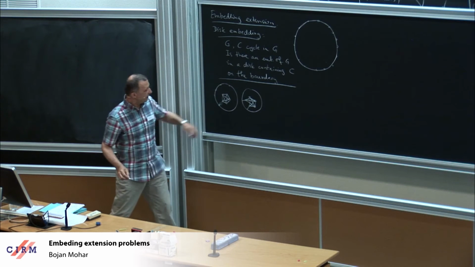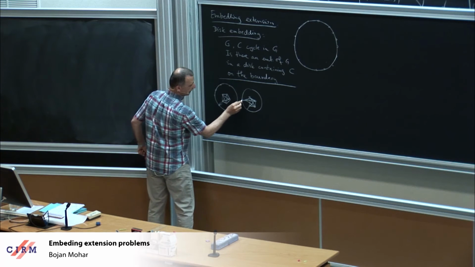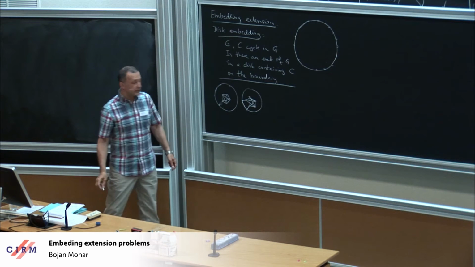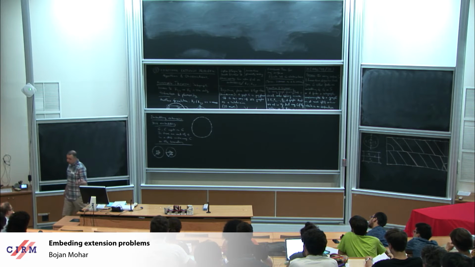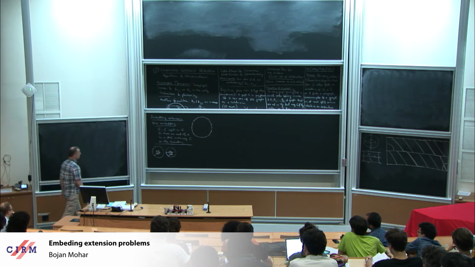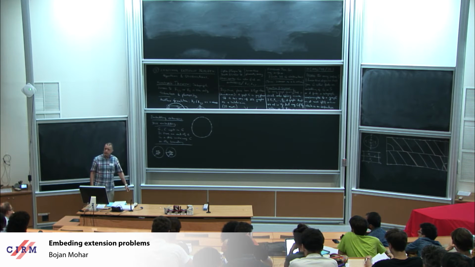So this is K5 minus an edge, and then if you add these three edges, you get the subdivision of K5. So this graph certainly doesn't embed in the disk, and it's a minimal obstruction.